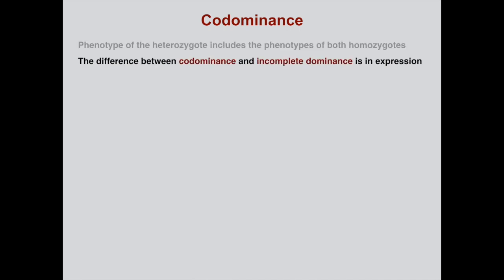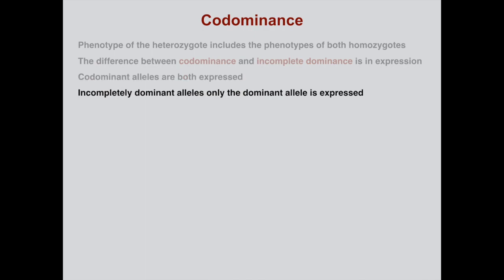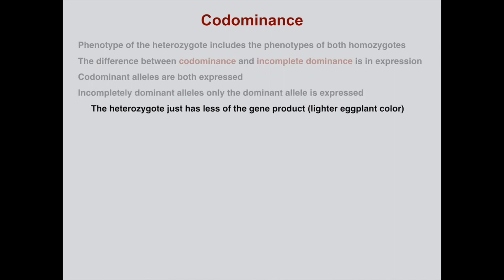Codominance is similar to incomplete dominance, but there's an important difference. The phenotype of the heterozygote includes the phenotypes of both homozygotes in codominance. But the difference between codominance and incomplete dominance is in the expression of the alleles. Codominant alleles are both expressed. In incompletely dominant alleles, only the dominant allele is expressed. So the heterozygote shows, let's say, lighter eggplant color because it has less of the gene product. Usually the recessive allele is a loss of function allele, an allele that disrupts the function of the protein.